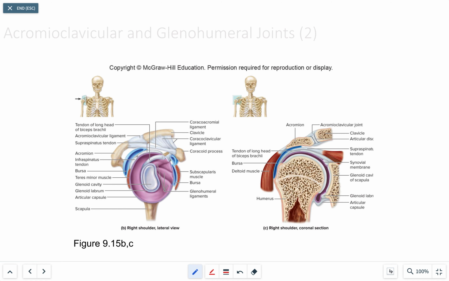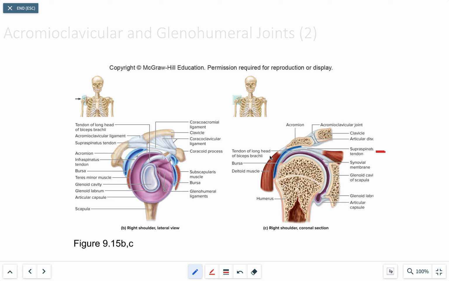So this is just a lateral view of the shoulder joint, and what we're going to particularly pay attention to in this lateral view is how all of the tendons come in. So we see the supraspinatus tendon coming in. We also see the deltoid muscle tendon coming in. And we can see the synovial membrane here, which is producing synovial fluid.